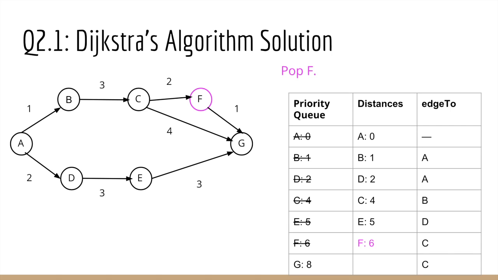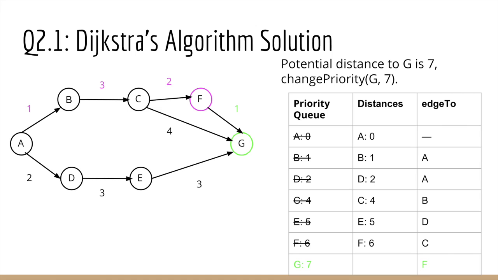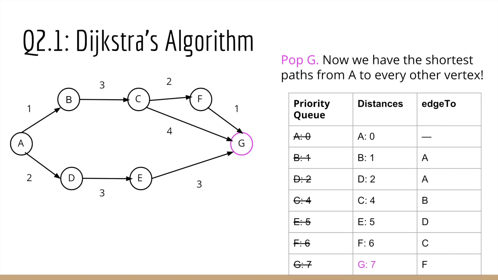Next we pop F. It is also pointing to G, and the current distance is 7, which is better than what is stored, so we update. And finally we pop G, and now we have the shortest paths from A to every other vertex in the graph.